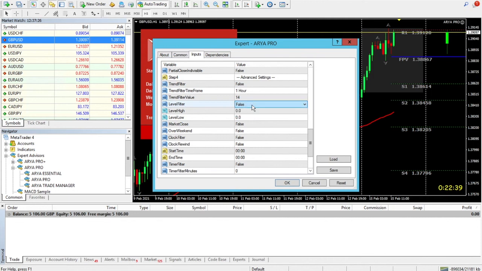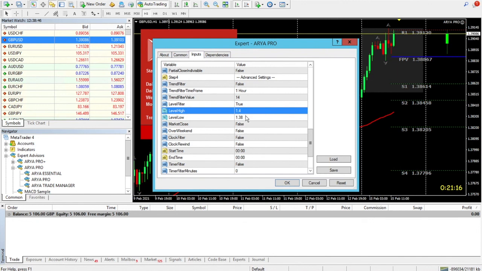Level filter can either be true or false. It defines the area you want ARYA to look for entry points and can trade. If you select true, you can define the level high and the level low. The level high is the upper limit and the level low is the lower limit. For example, with the current market price of 1.390, I could choose a level high of 1.4 and a level low of 1.38, and ARYA will only identify buying opportunities between these two boundaries.